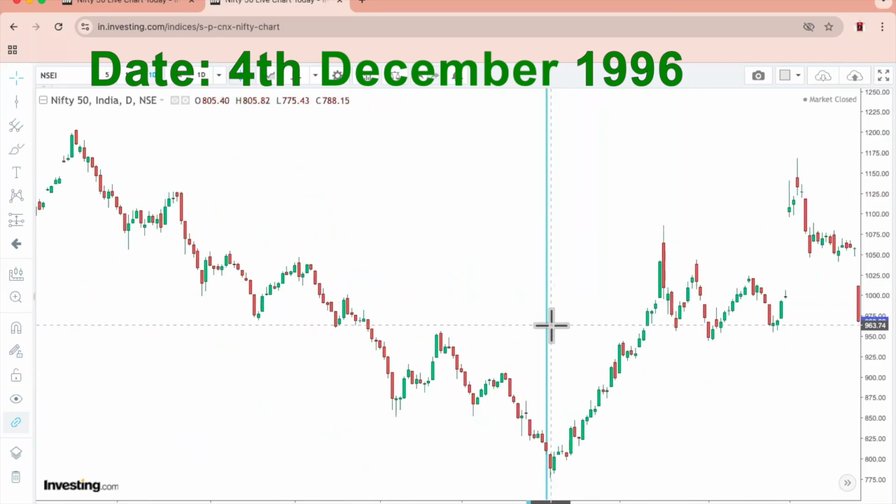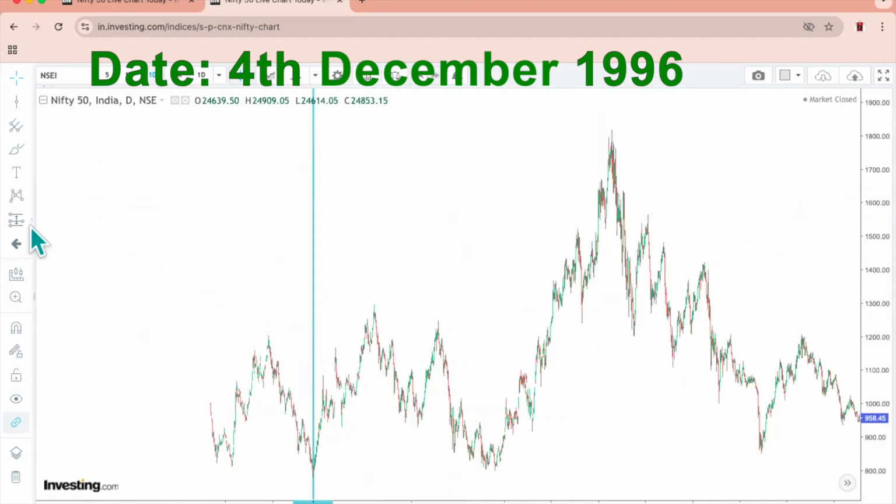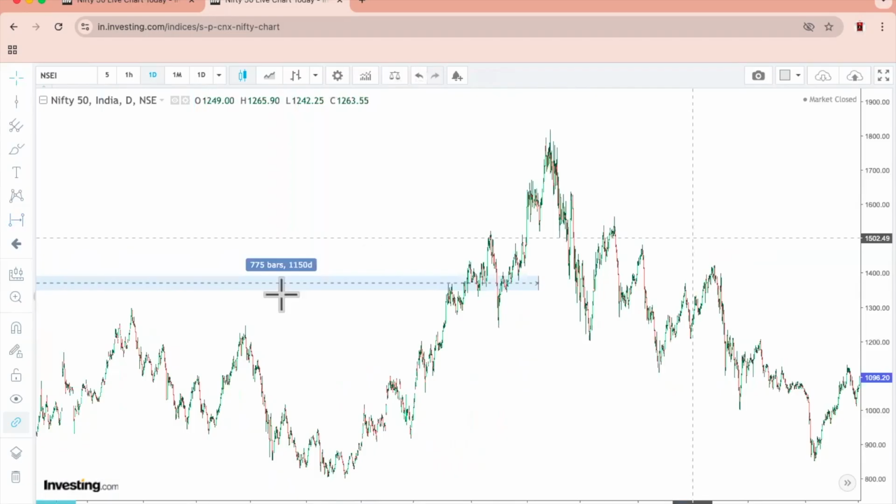And the low over here is 775.43. So we'll do one thing. We'll try to find out the number of days, weeks, and months accordingly from this low. I'll again put down the line over here only. So the low is 775.43. On the left hand side, we have some tools, and on those tools, we have a date range. So let's say I start somewhere around from this point. If we go for 775 bars, probably we are getting a high over here.